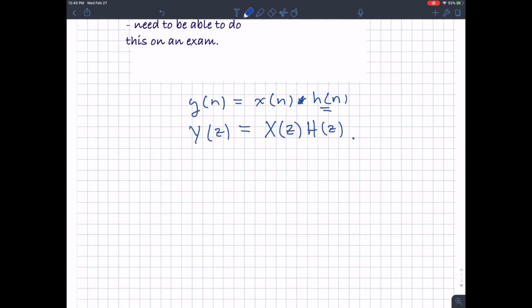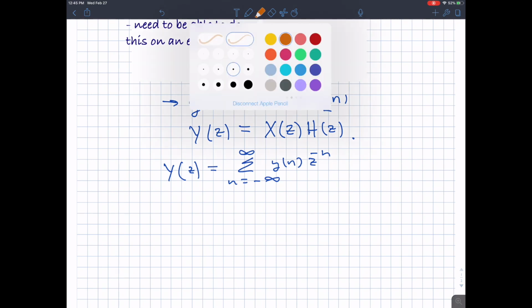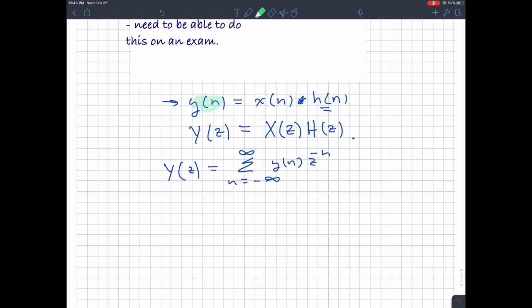Okay, so to get started with a proof, you begin with the thing that you're looking for. I want to know y of z, and that's going to be the sum from n equals minus infinity to infinity of y of n z to the minus n. Alright, so I know what y of n is defined to be: y of n is defined to be convolution. So I substitute convolution in for y.